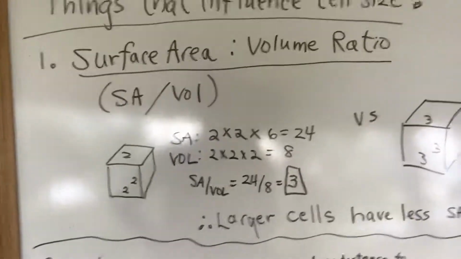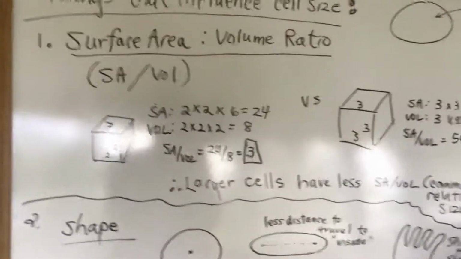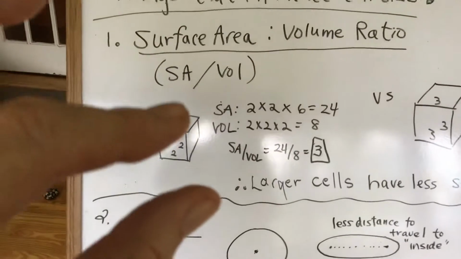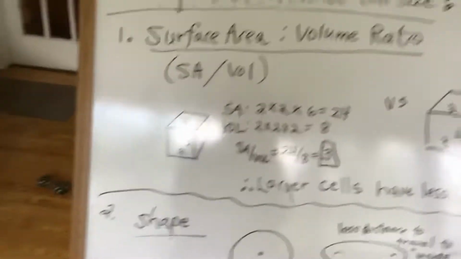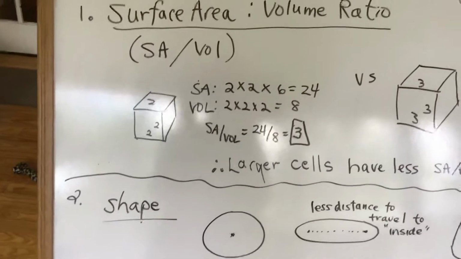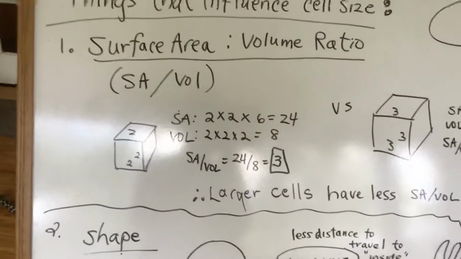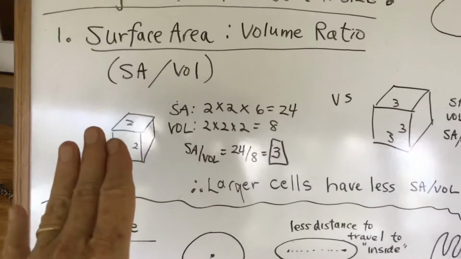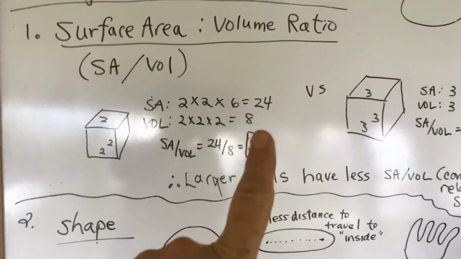Okay, so one of the things that influences this is surface area to volume ratio. The surface area to volume ratio is how much outside covering it has versus the actual area in which things have to be distributed. So let's compare two boxes, because boxes are easier to calculate surface area to volume. This is a 2 by 2 by 2 box. If I measured surface area, it'd be 2 times 2 times 6, because there's 6 sides to the box, or 24. And the volume would be 2 times 2 times 2, which equals 8.